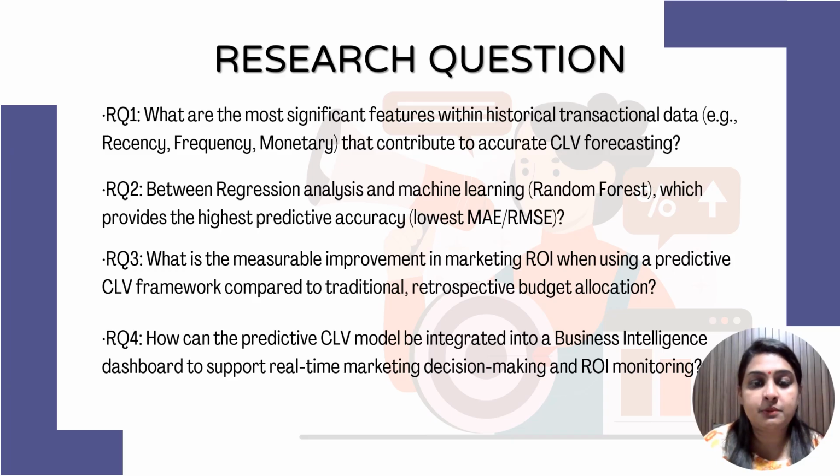RQ1, what are the most significant features within historical transactional data, for example recency, frequency, monetary, that contribute to accurate CLV forecasting? RQ2, between regression analysis and machine learning, random forest, which provides the highest predictive accuracy, lowest MAE or RMSE? RQ3, what is the measurable improvement in marketing ROI when using a predictive CLV framework compared to traditional retrospective budget allocation?